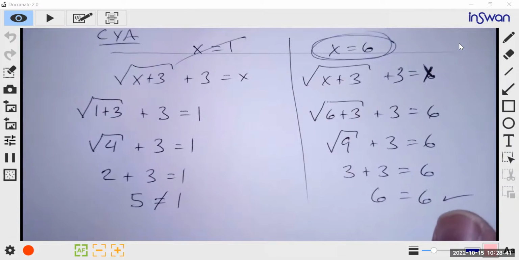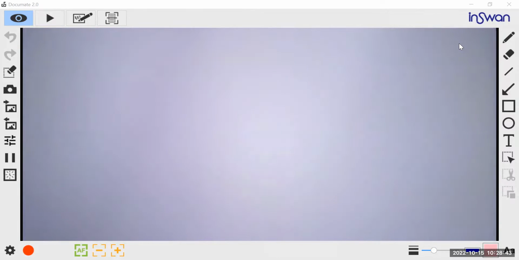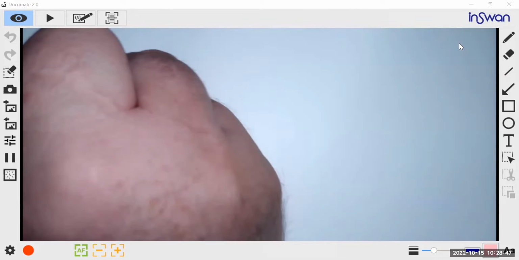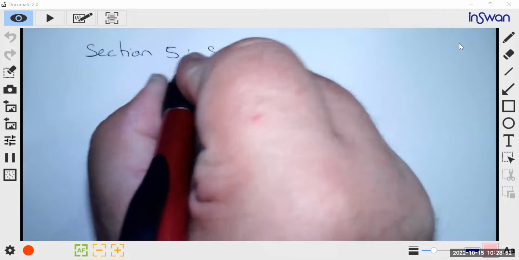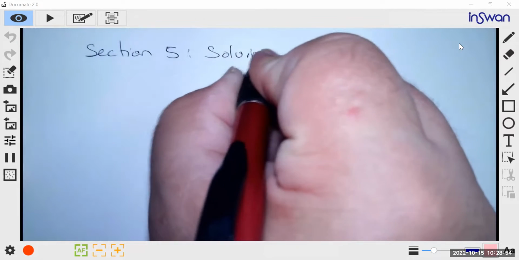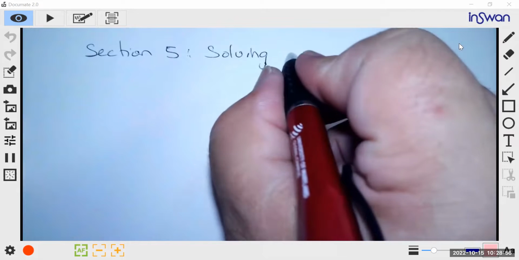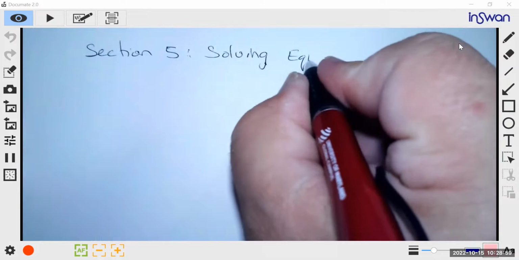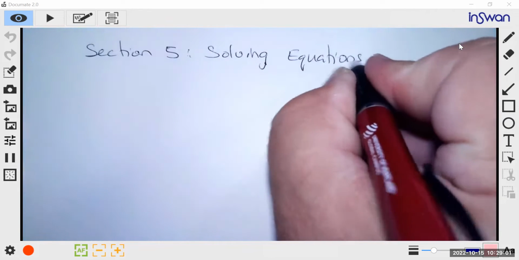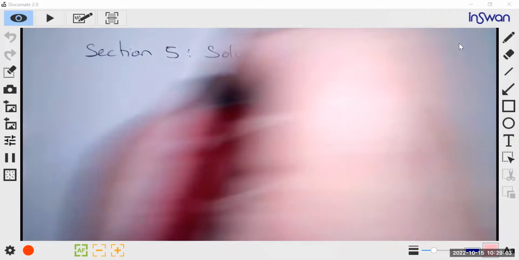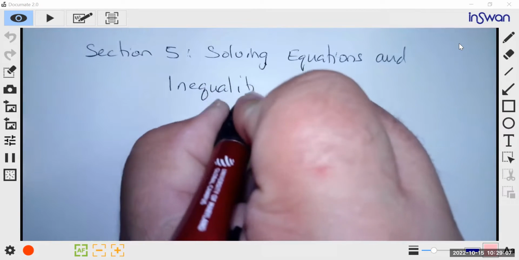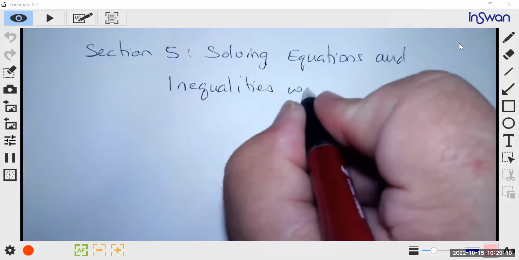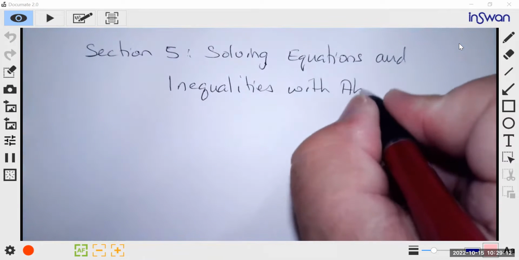The last one's even shorter. Section 5 is solving equations and inequalities with absolute values.